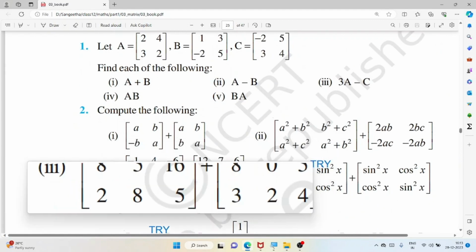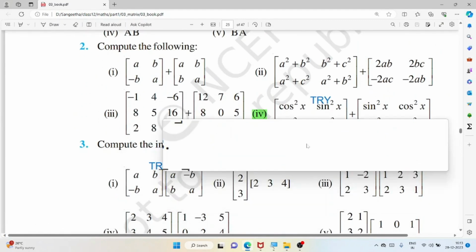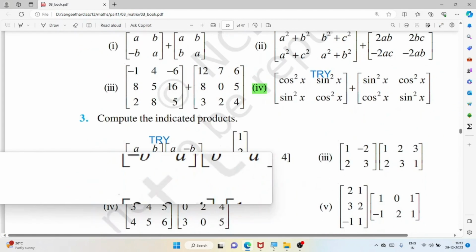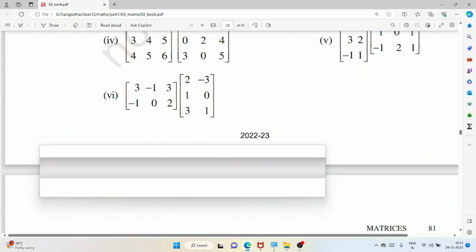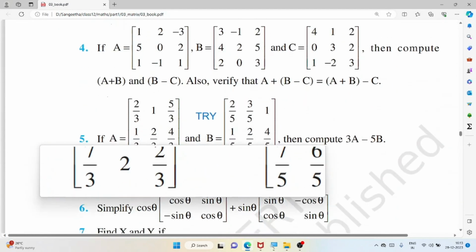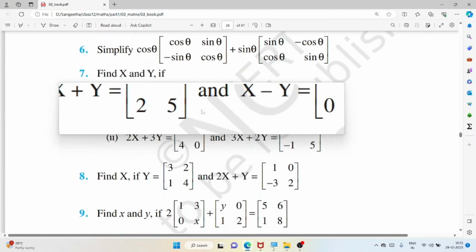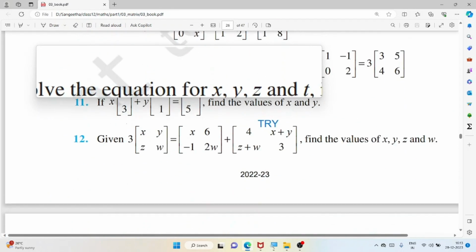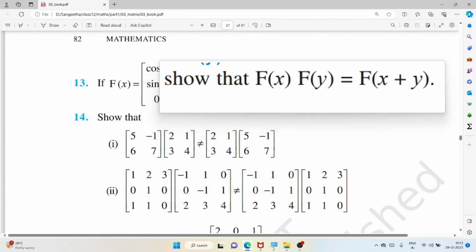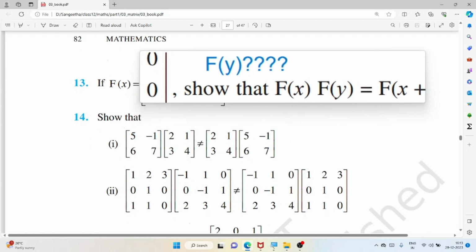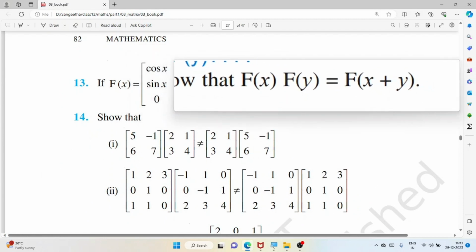Exercise. Again, you should try all the exercises, but at least these important things here you should try. This one, try. This one. See here, f of y, I don't know what this is. f of x and f of y.